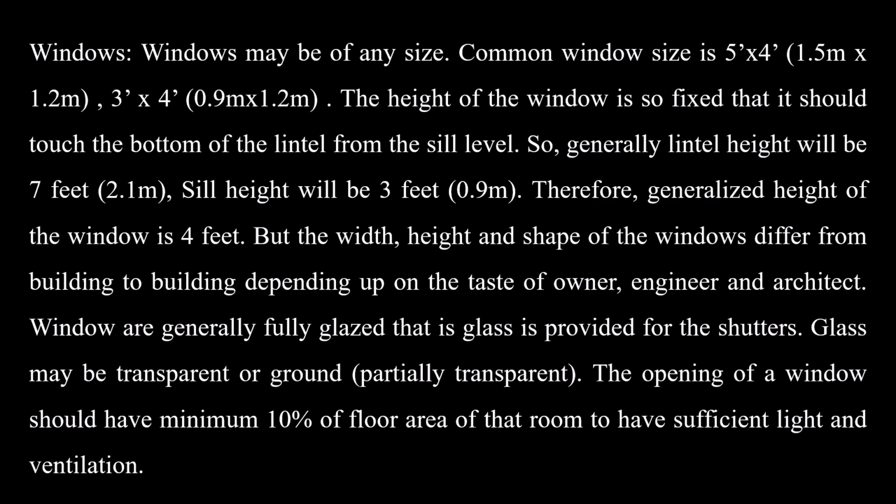But the width, height and shape of the windows differ from building to building depending upon the taste of the owner, engineer and architect. Windows are generally fully glazed, that is glass is provided for the shutters. Glass may be transparent or ground, that is partially transparent. The opening of the window should have minimum 10% of the floor area of the room to have sufficient light and ventilation. That is, area of that opening should be minimum 10% of the area of the floor that has to be provided.